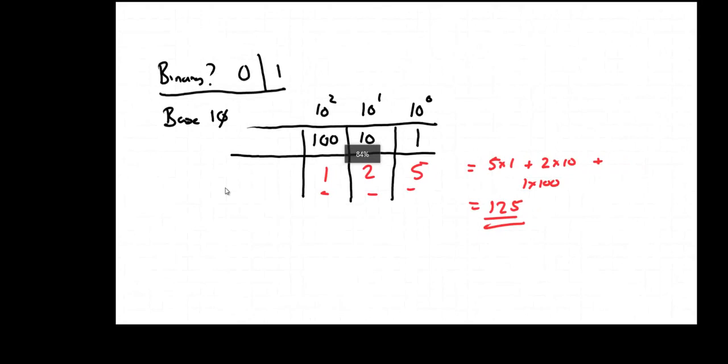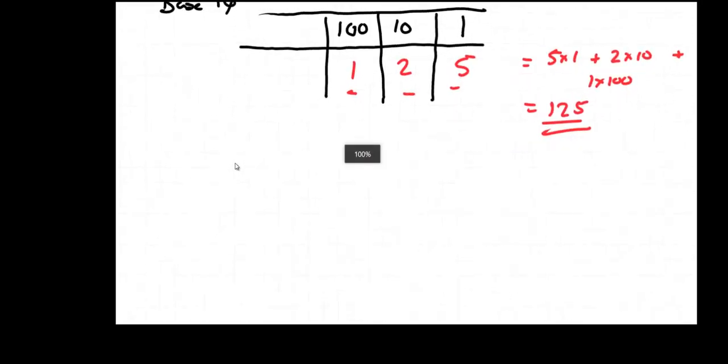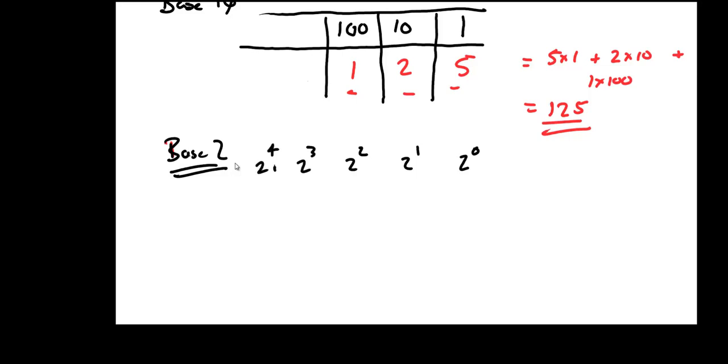Now in binary, we have a slightly different approach. In base 2, we can only use 0 and 1, so our column headings slightly change. We're now working in base 2, and so these columns become 2 to the 0, 2 to the 1, 2 to the 2, 2 to the 3, 2 to the 4, and so on.